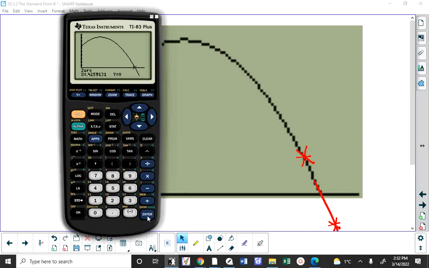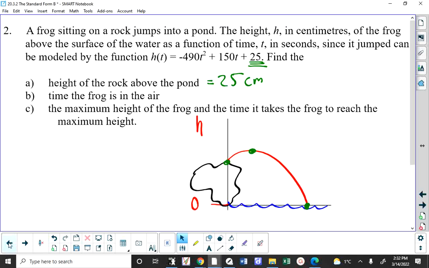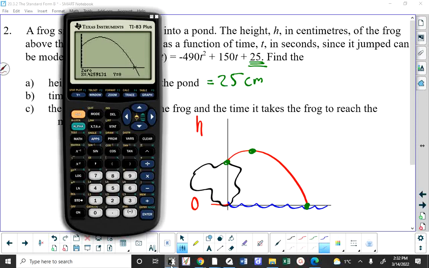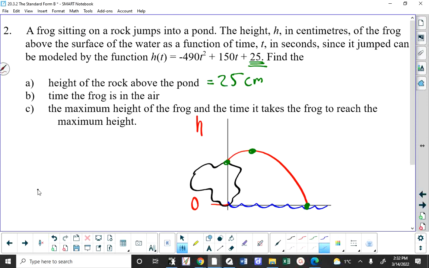And you can scroll around to do that, right? You don't have to pick an X value. So about 0.43 seconds or 0.42 seconds. I guess we would round to 0.43.